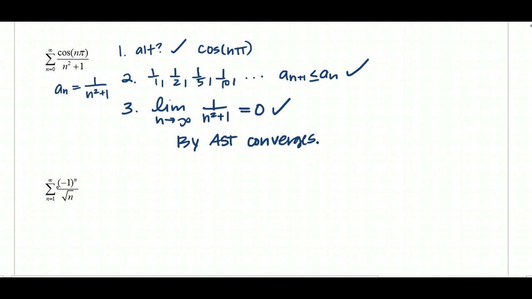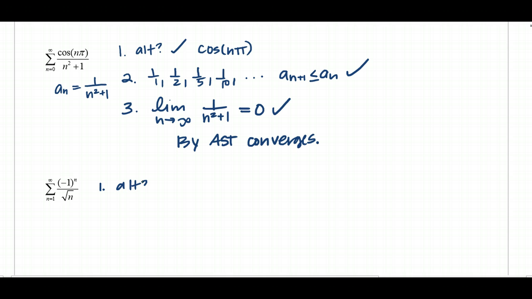And now let's take a look at this one. I have the sum of n equals 1 to infinity of negative 1 to the n over the square root of n. Now here a lot of students are tempted to say that this is a p-series, but it is not. A p-series requires me to have a 1 in the numerator, or at least some constant that I could pull out of the summation. But here I cannot pull out this negative 1 to the n, so this is not a p-series, but it is an alternating series, so I'm going to use the alternating series test.